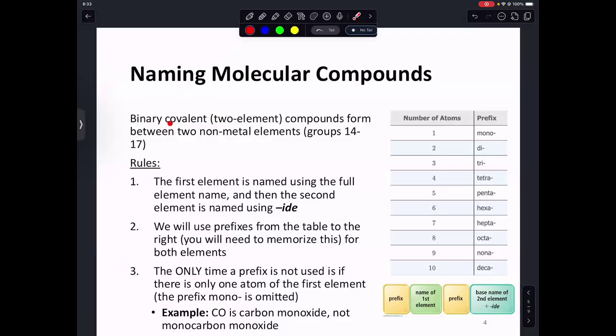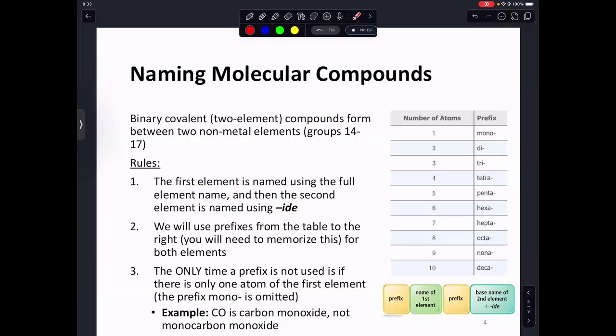In binary covalent compounds, there are two elements, specifically nonmetal elements from groups 14 to 17, bonded to each other. So the rules are as follows. The first element in the compound is named using the full element name. Then the second element is named using the suffix IDE. And I will show you examples on the next slide.